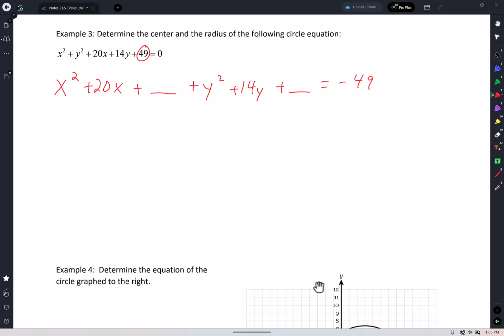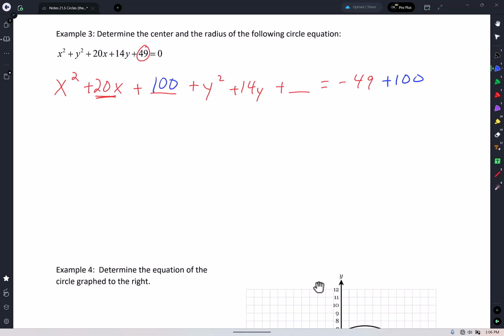I take the 20. I divide by 2. And then whatever that is, I'm going to square it. So 20 divided by 2 is 10. And what's 10 squared? 100. So I put plus 100. I'm putting this in blue because I'm adding that. If I put plus 100 on the left, I got to do plus 100 on the right. Or maybe Ms. Gonzalez told you minus 100 if you're on the left-hand side. It just depends who your teacher is.